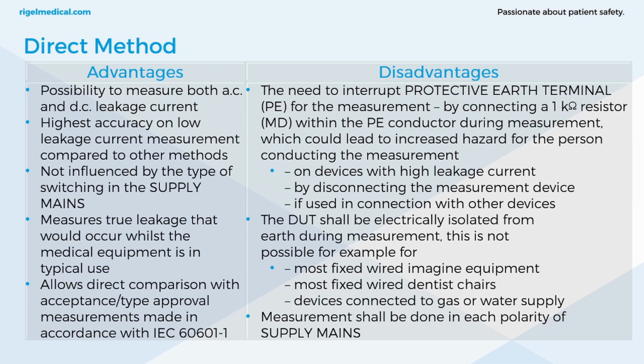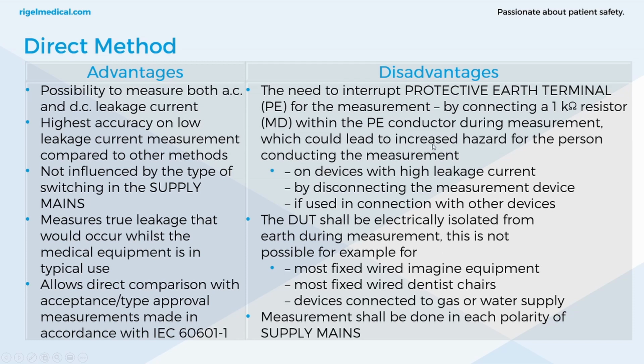Here's some of the advantages and disadvantages. Now, these come directly from the 62353 standard, and it just gives you some of the things to consider. So the advantage with the direct method is high accuracy. It's not influenced by the type of switching in the mains supply. It measures the true leakage, which is why it has that high accuracy.